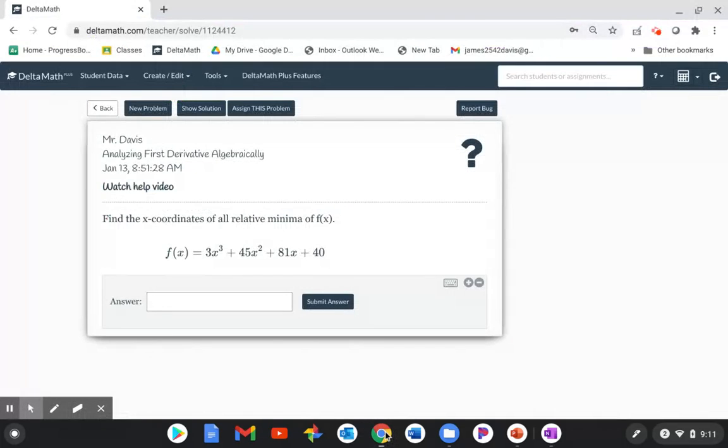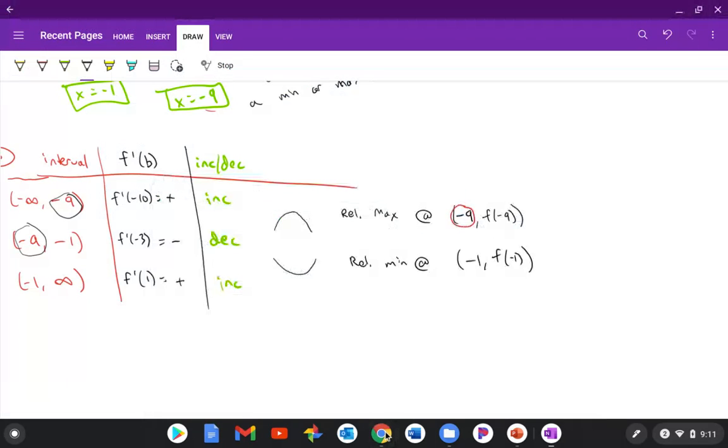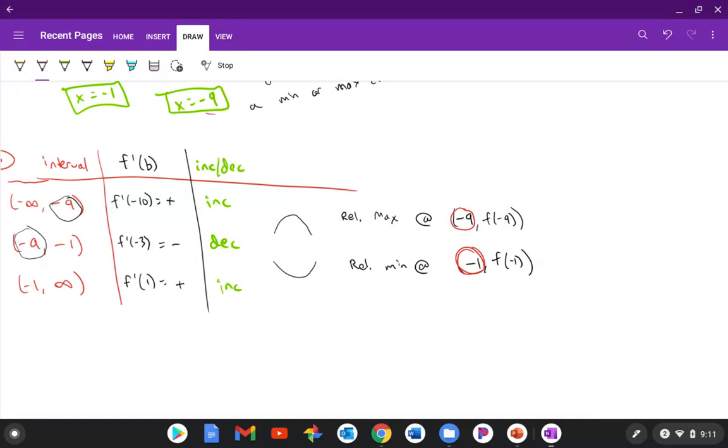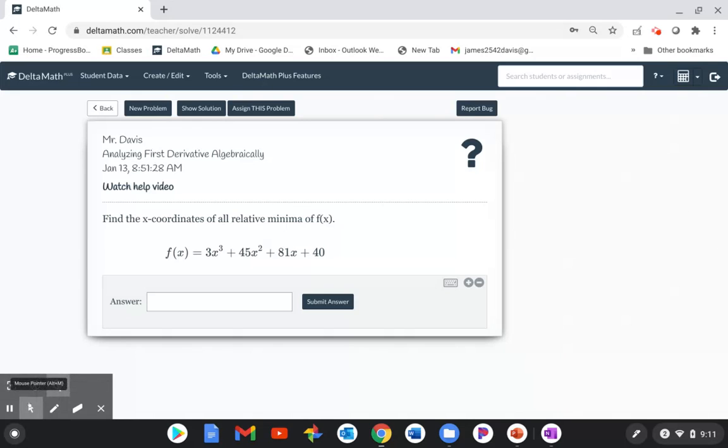So we were just asked for relative minima. Actually, sorry, I thought it was max. Relative minima, which is going to be negative 1, right? It's our only relative minimum. So we're going to type that in. And again, it's just the x coordinate, so we'll just type in negative 1.